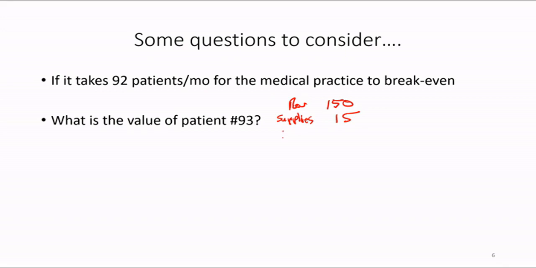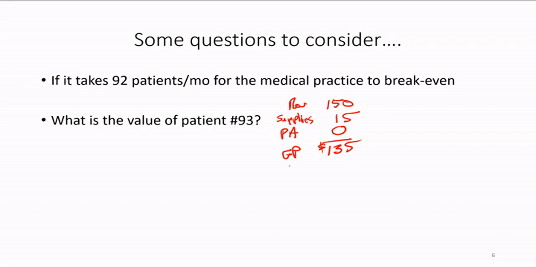And then, of course, there's the physician's assistant salary. But for patient 93, we're already past break even. So that person's salary has been paid for this month. And so there's $0 contribution from the physician's assistant. And so that means the gross profit we generate for seeing patient number 93 is $135.